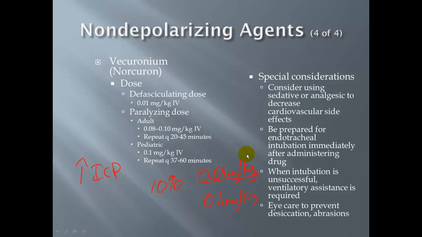Okay, so defasciculating dose is 0.01 milligrams per kilogram IV. Paralyzing dose, 0.08 to 1 milligram per kilogram IV. Repeat in 20 to 45 minutes. For pediatrics, 0.1 milligram per kilogram IV, and repeat every 37 to 60 minutes. We need to assess the patient frequently. If it looks like they're coming out of the paralyzation, we need to retake them down if we want to still facilitate intubation.